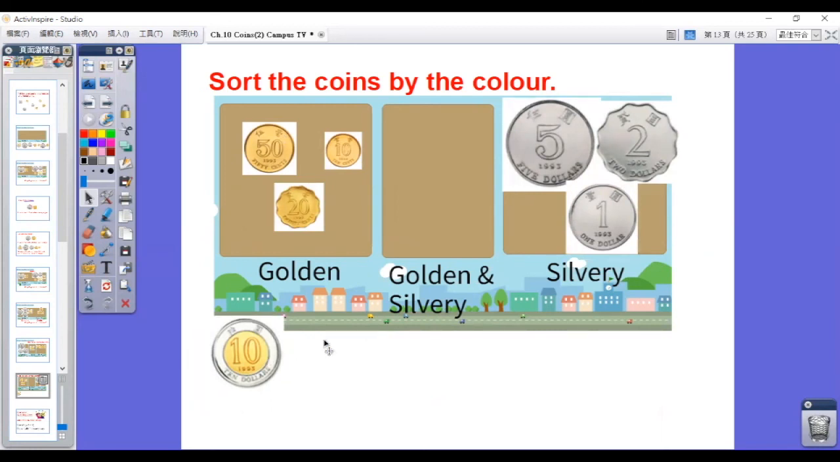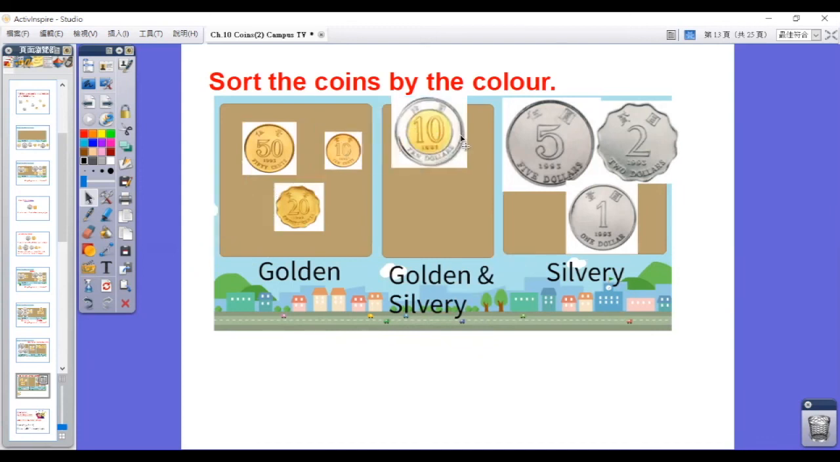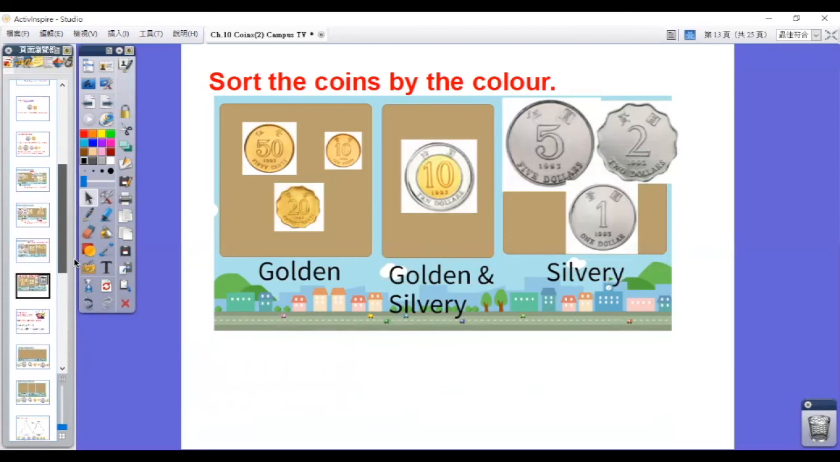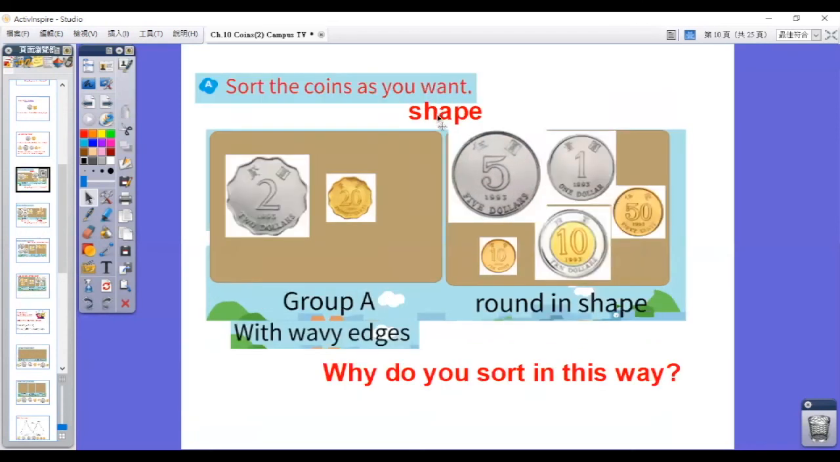How about the $10 coin? Will you put it into the golden group, or will you put it into the silvery group? No, no, no. We have to put it here because it contains two colors. It has golden and silvery color. Good job. So now we know how to sort the coins by their colors like this, and also sort the coins by their shapes.